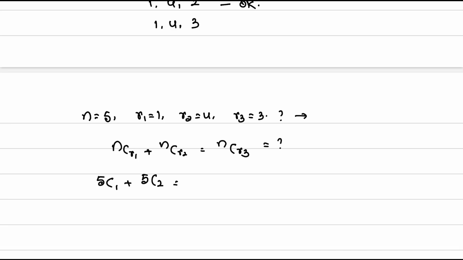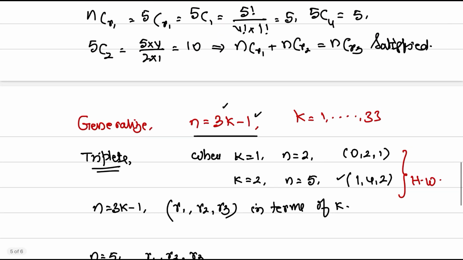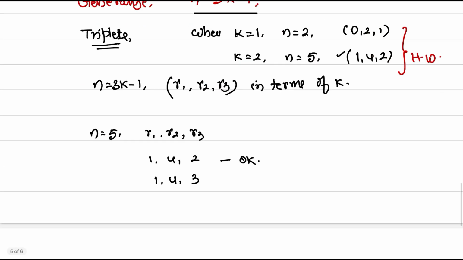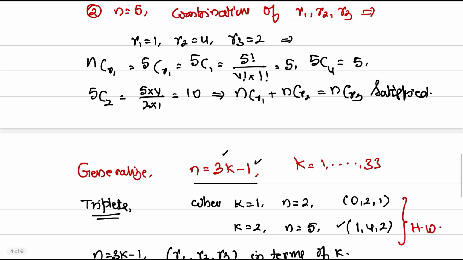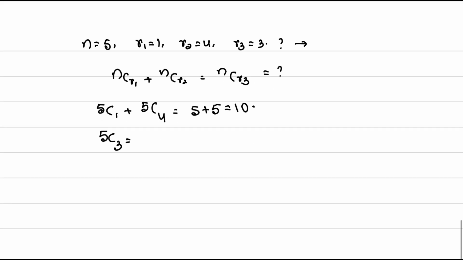Not 5C2, it is 5C4. R2 is 4. These we have already calculated. 5C1 plus 5C4, 5 plus 5, that is equal to 10. And what is the value of 5C3? We have calculated 5C2. Now we will calculate 5C3. Factorial 5 by factorial 5 minus 3 factorial 3.